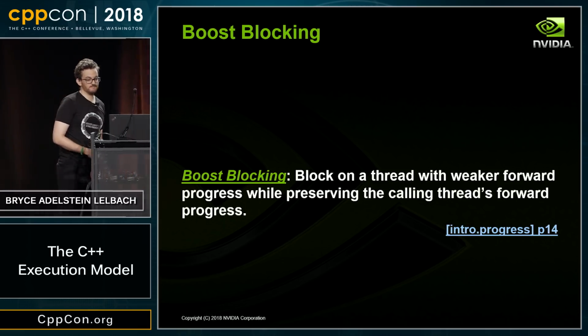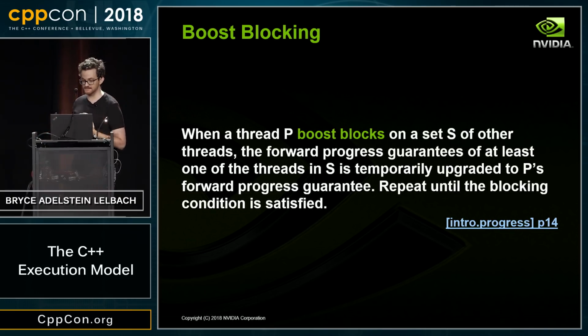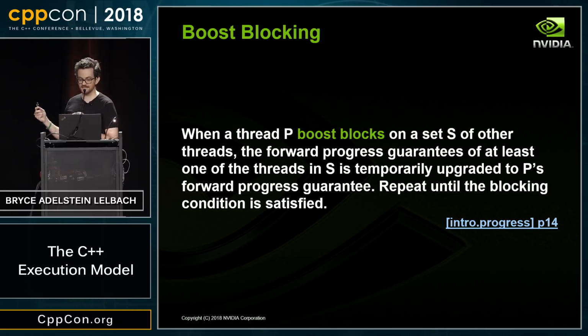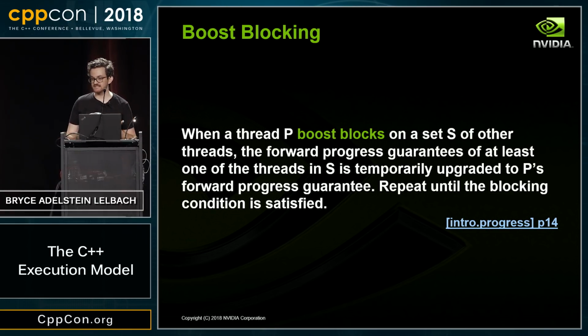So the semantics of what it does is when you have a thread P that boost blocks on some set of other threads S, the forward progress guarantees of at least one of the threads in S is temporarily upgraded to the forward progress guarantees of P, and this continues until that thread terminates. Then you repeat this until the blocking condition is satisfied, and you get other threads from that set that you're blocking on if you need to. It is unspecified which threads or which order of threads are picked from that set.